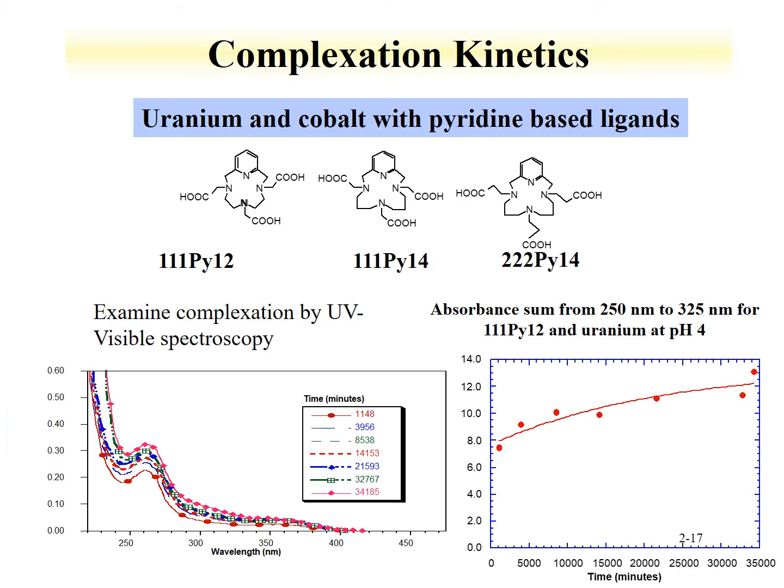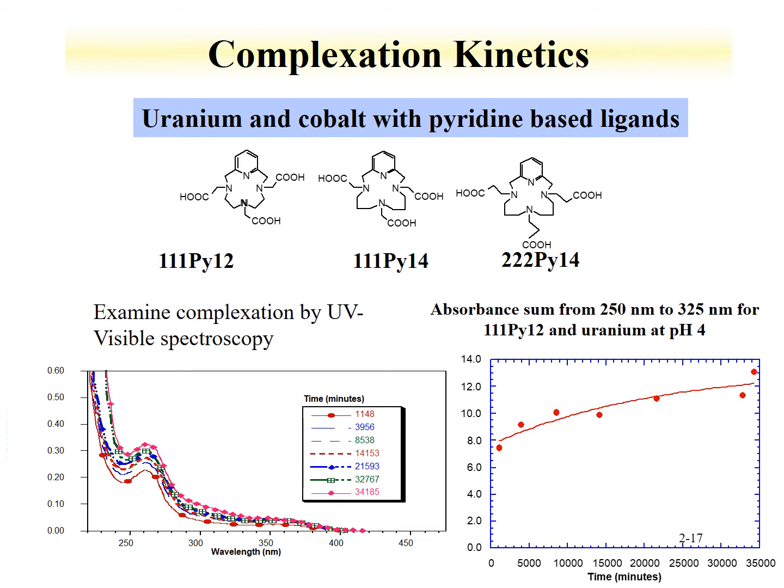One way of evaluating complexation kinetics can be through UV visible spectroscopy. Here's an example of some data with some ligands, and the complexation of uranium with these ligands is measured by UV visible spectroscopy. As a function of time, this absorbance band in this area is increasing. On the left, this is the full UV visible data. On the right is the absorbance sum from 250 to 325 nanometers for this ligand with uranyl at pH 4. We see that there's an increase.